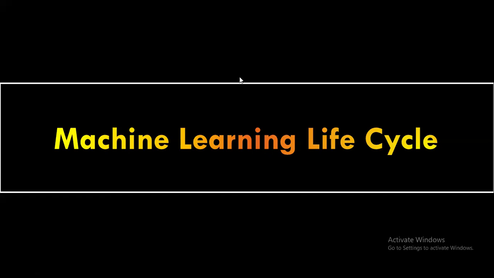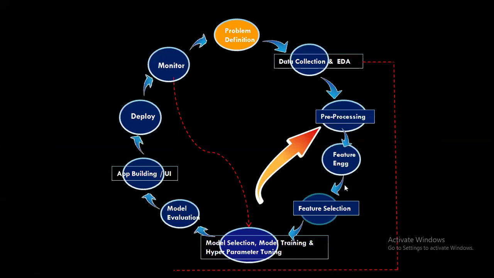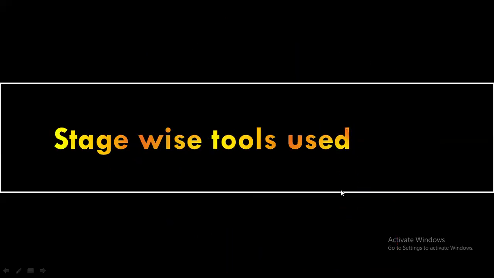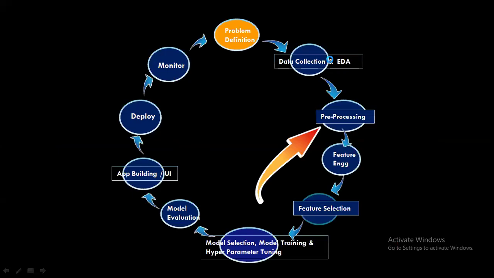Okay, the next one is the tools. What tools will we be using in each stage of the machine learning life cycle? That is the one we will take a look at now. So this is the machine learning life cycle that we discussed a while back. As part of problem definition, we have something called Jira or Confluence. These are the tools you can use to define your problem statement.